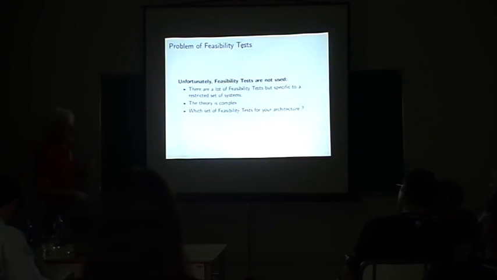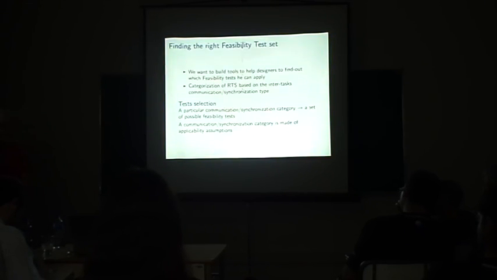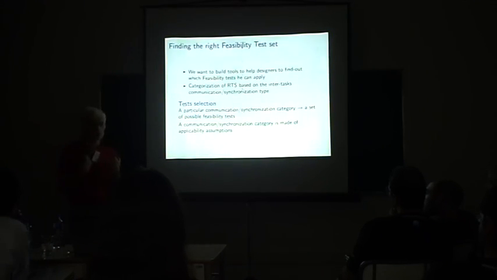So the question is, if we want to help designers validate the real-time system with feasibility tests, we have to help them find which feasibility test fits the architecture. So we want to build a tool for that, which from an architecture will be able to give the name of the feasibility test that the designer can apply to validate the architecture. How are we doing that?